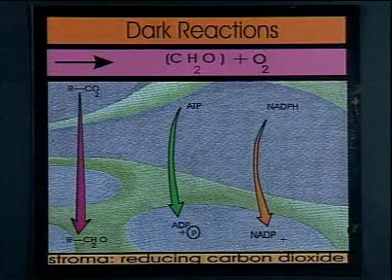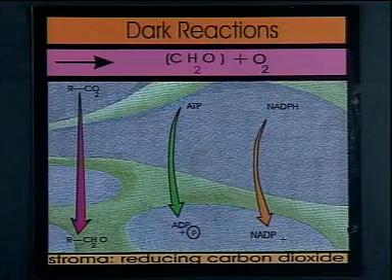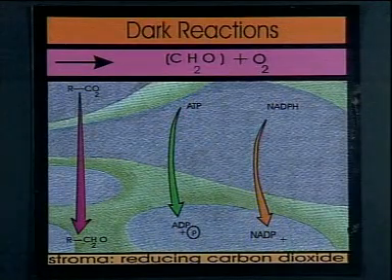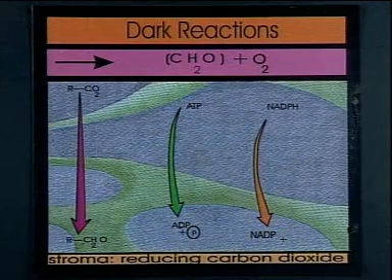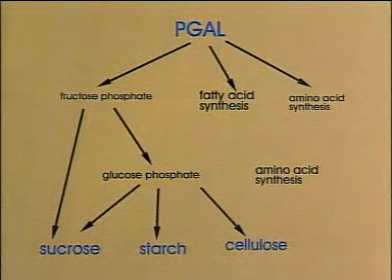The second phase takes place in the stroma and is known as the dark reaction, where this chemical energy is used to fix and reduce carbon dioxide to form a 3-carbon molecule, PGAL, which is then used to make sugar and other food substances. With this, dear students, we've come to the end of today's program.